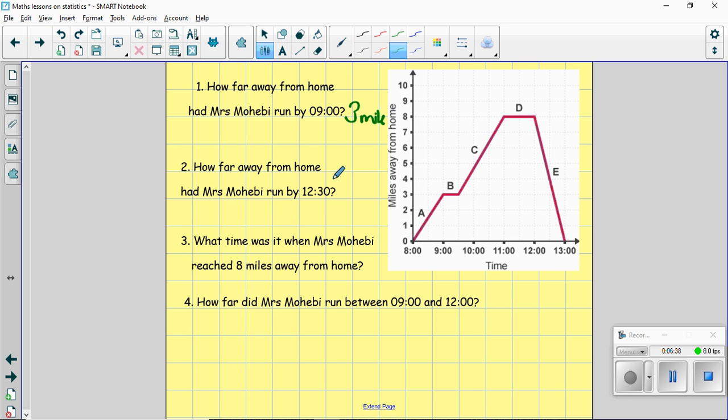Number 2, how far away from home had Mrs. Mehebi run by 12:30? So 12 there, 1's there, so this in the middle is 12:30. So I'm going to get my ruler. I've got to go up until it meets the line, which is there. So how far had she run? 12:30, meets the line, she'd run about 4 mile. She'd obviously run further, she'd gone up to 8, but then she started running back, hasn't she? So she's closer to home, so she's 4 mile away from home.